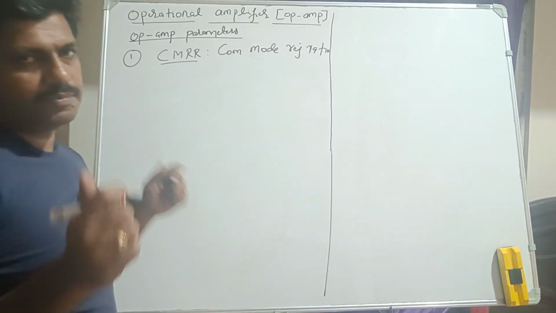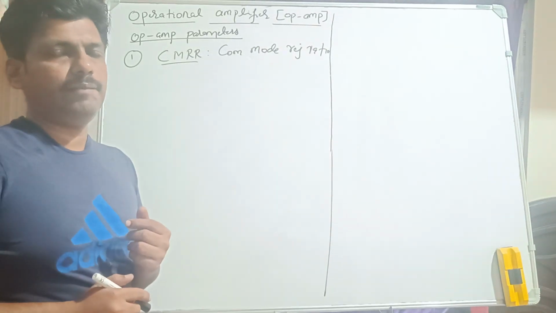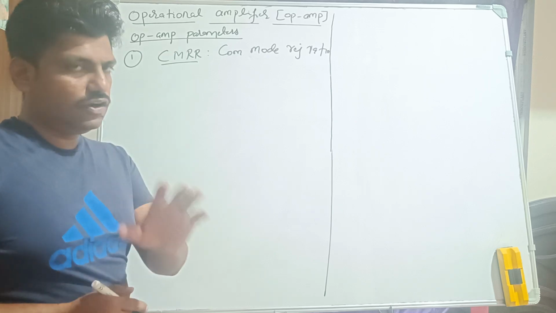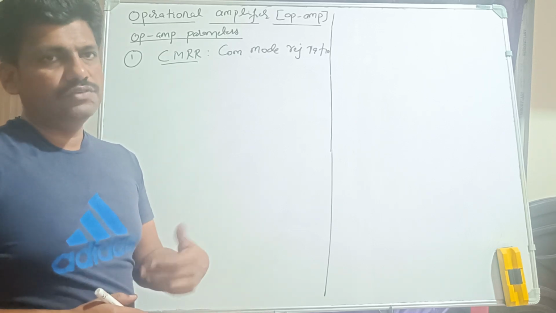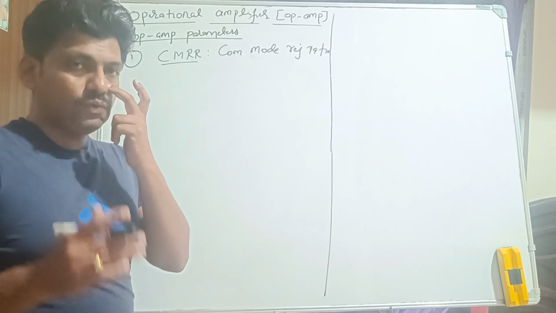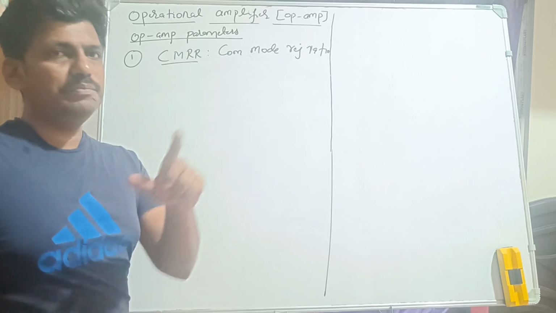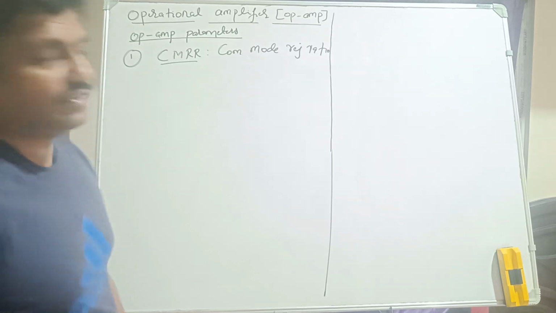So where did this concept come from? This concept came in the case of the input modes of the op-amp, especially common mode inputs. In the common mode, what is happening? If the two inputs are the same, the output is going to be zero. So that case should not exist, right? To avoid that input case, there is a concept called common mode rejection ratio.